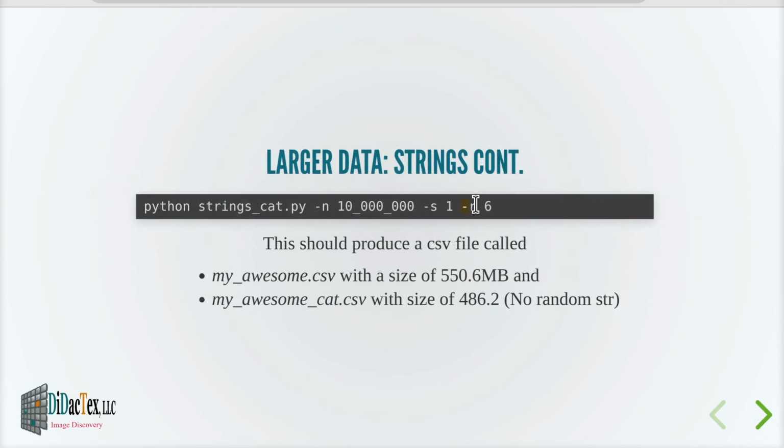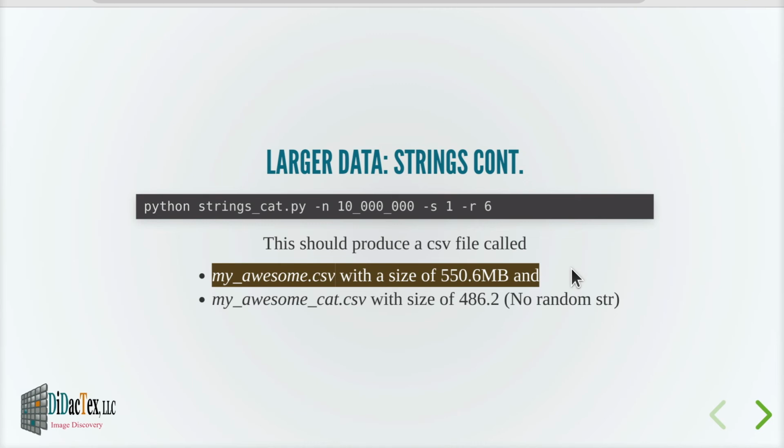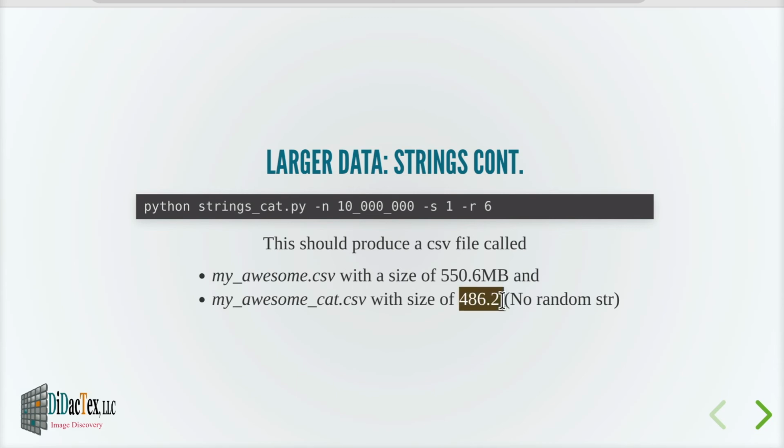Now, if I increase the length of that random string from 4 to 6, and make it 10 million rows, when I run this and save it, the script creates two CSV files. One is roughly 550 megabytes. And the other one is just the first 6 columns without the random string, and it's a little less, about half a gigabyte.